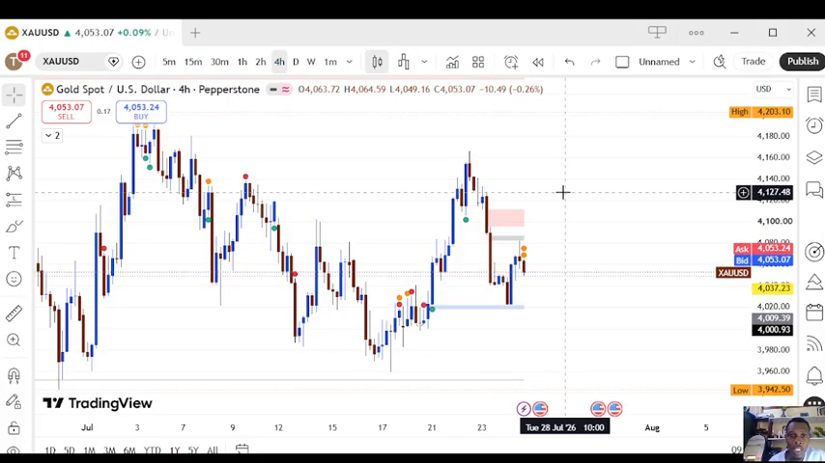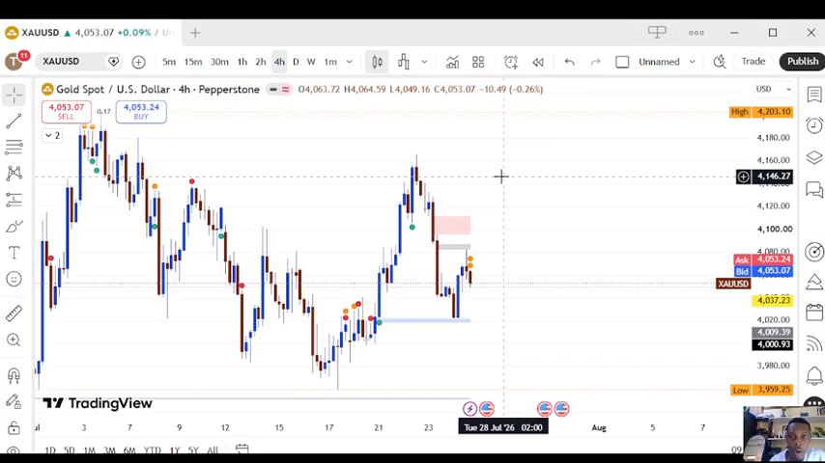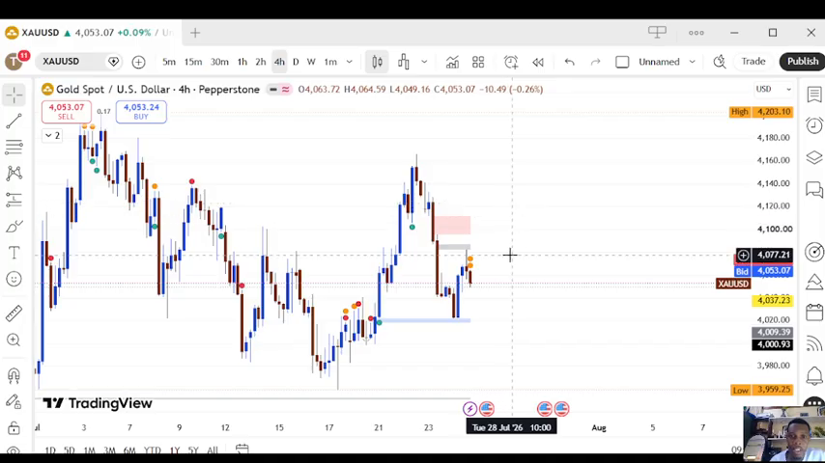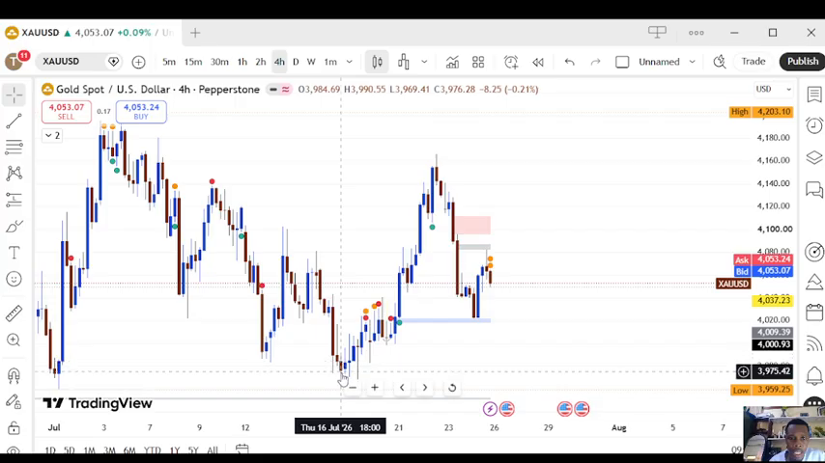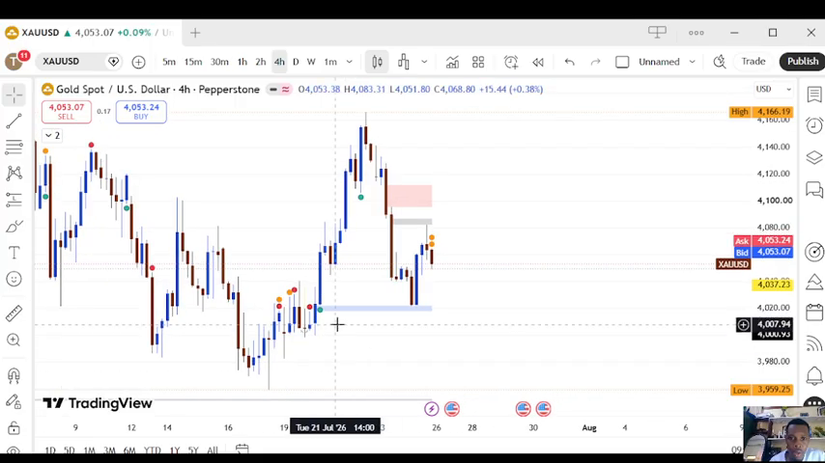And so here is how our charts look. We're here on gold, guys. You can see this pink box here, when the price reached here, it dropped massively. So for that, guys, let's see how it goes.